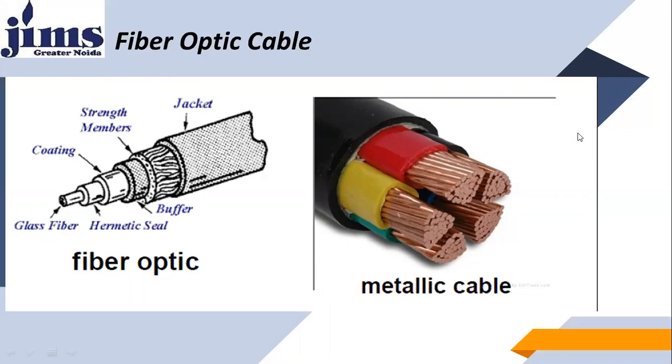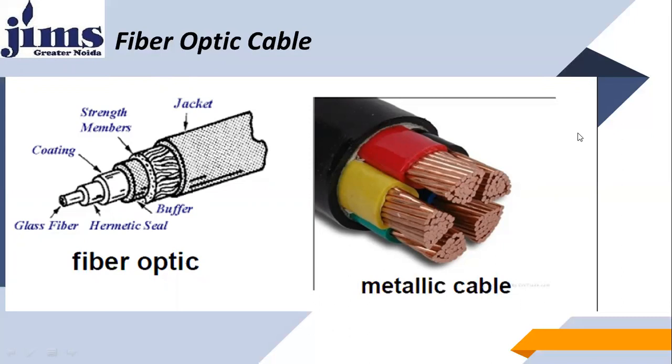mishaps. And after the buffer, we have strength members, which again provide strength to the cable. And the outer surface is the jacket. These jackets come in different colors, and this is the outer region. So overall, there is protection of this glass fiber in 3 or 4 layers: jacket, buffer, coating.